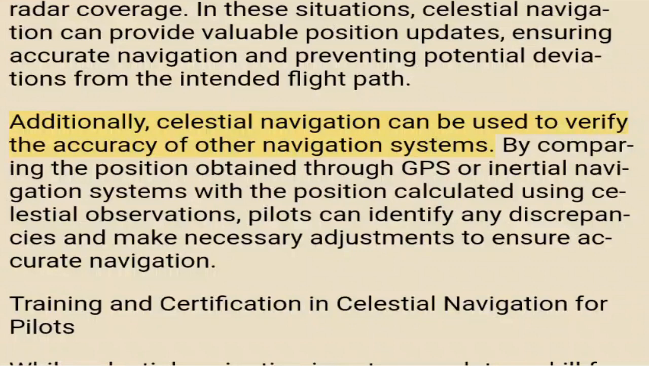Additionally, celestial navigation can be used to verify the accuracy of other navigation systems. By comparing the position obtained through GPS or inertial navigation systems with the position calculated using celestial observations, pilots can identify any discrepancies and make necessary adjustments to ensure accurate navigation.